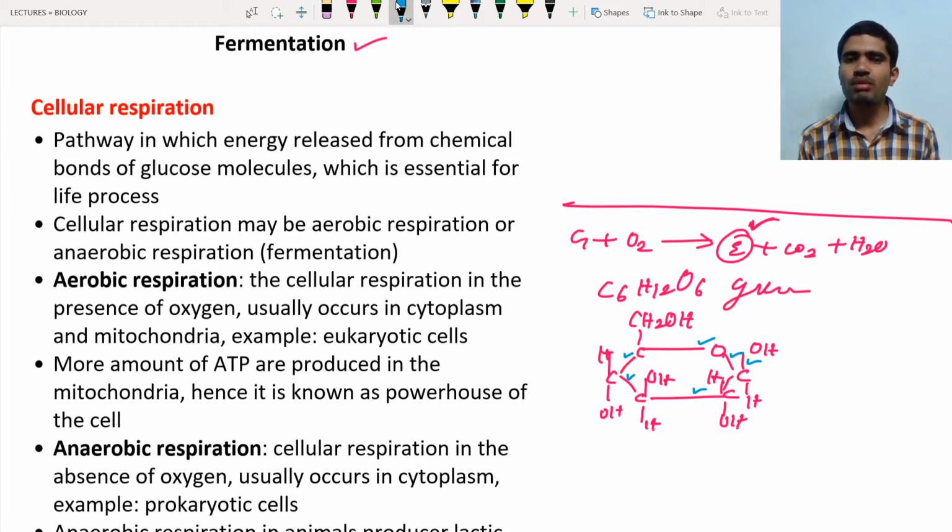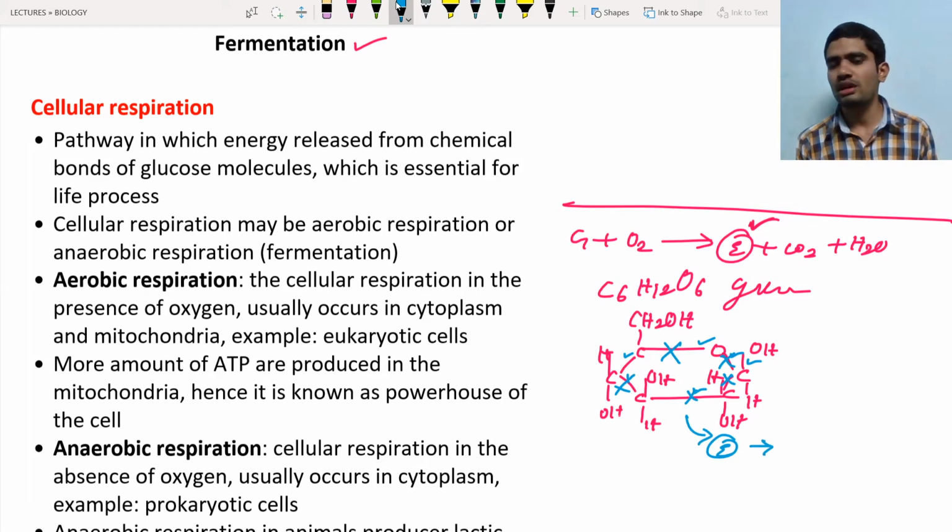To produce these bonds, energy is released, and if the bonds are broken down, then also energy will be released. So during cellular respiration, these bonds are getting broken down. If these bonds are broken down, you will see a release of energy. This energy is utilized for the production of ATP.